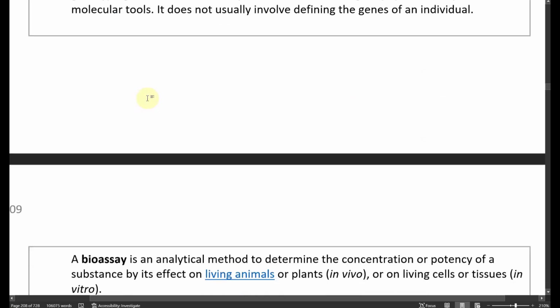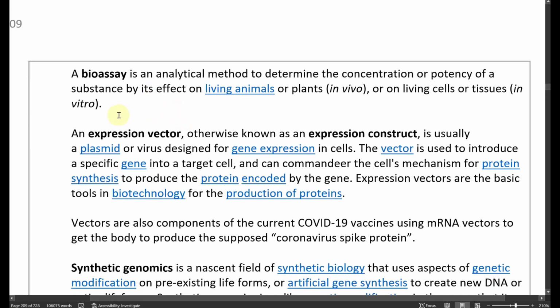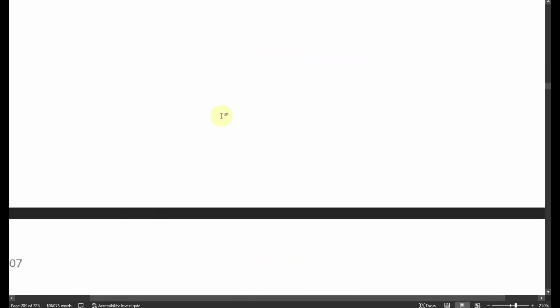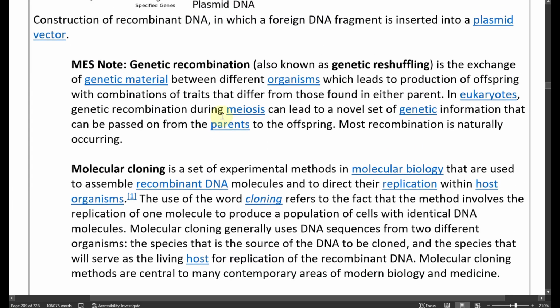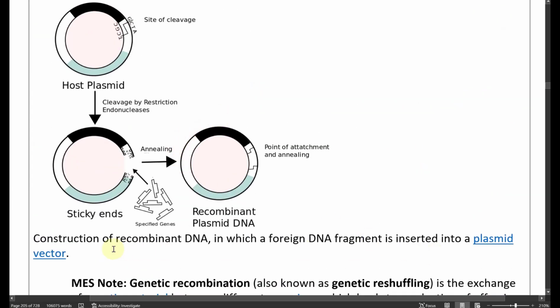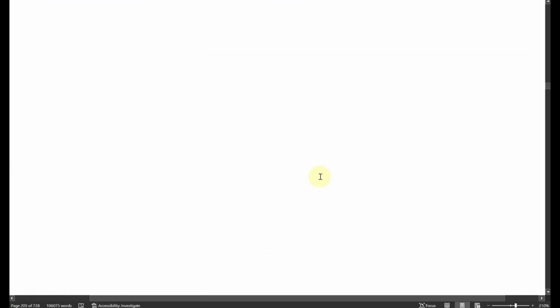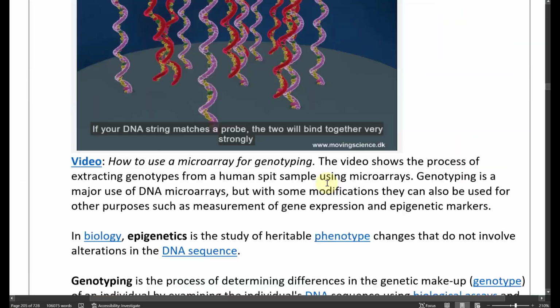Alright, so the next setup is the expression vector, and we've mentioned it several times. When we have the plasmid as a vector, it's basically used to deliver genetic information to other organisms. Other tools include use of genomic libraries, DNA microarrays, and expression vectors, and then we'll go over synthetic genomics and CRISPR gene editing. So expression vectors, let's keep going.